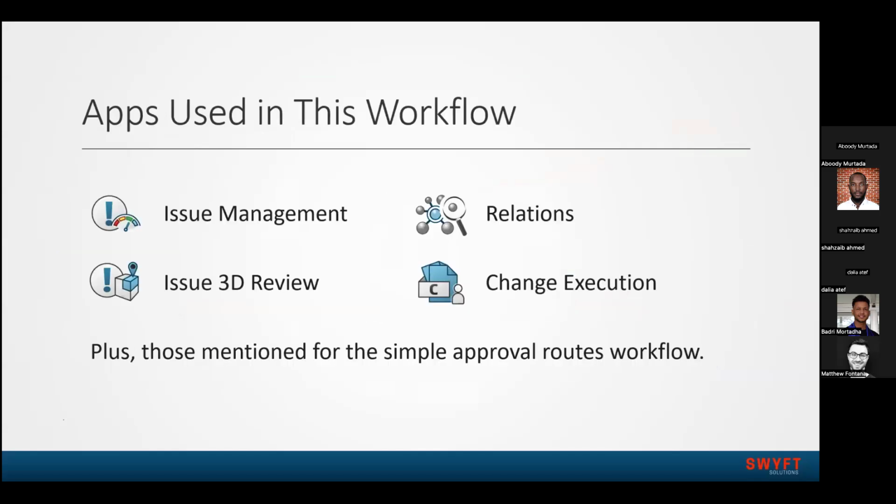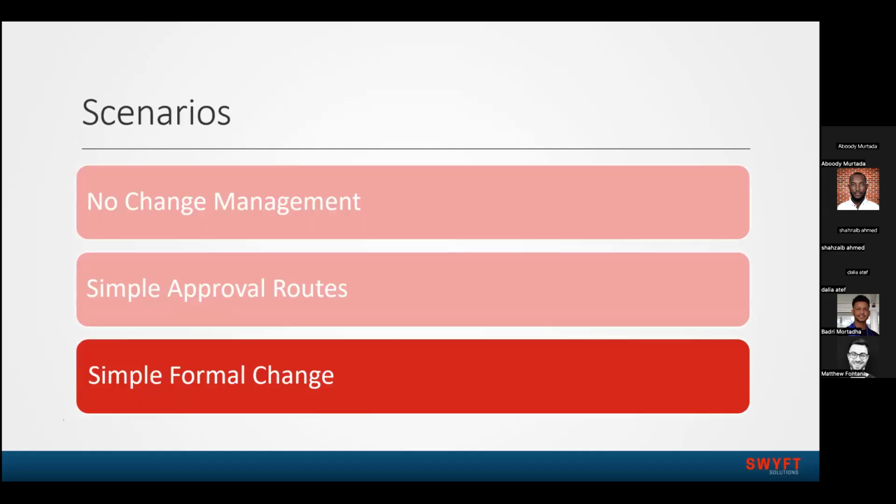So if we take a look at what apps were used in this workflow, the issue management and issue 3D review were two different apps, but side by side. I often use those side by side, allowing me to track in a list view as well as in a graphical representation of the 3D model where the issue is. Then we also used the relations tool to dive into a where-used analysis in terms of finding those parents that are going to be affected by a change. And then we used the change execution tool, which is going to track all current changes in your organization that you have access to. So that is more along the lines of a simple formal change.